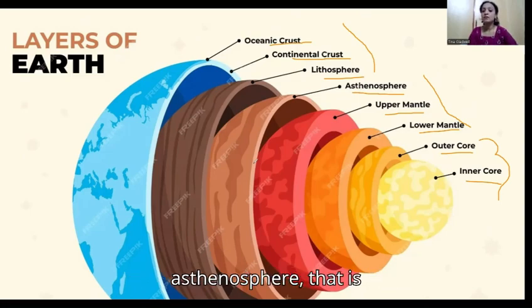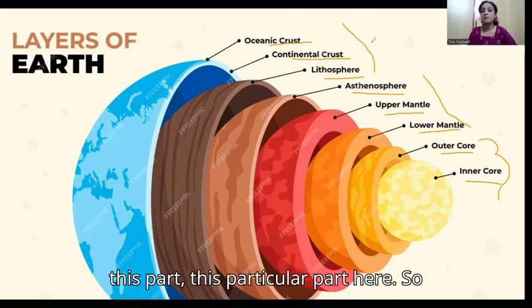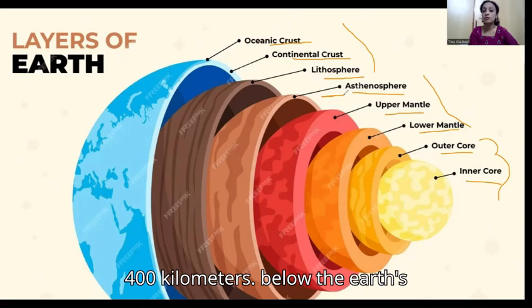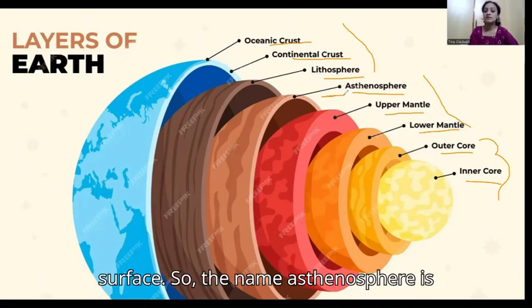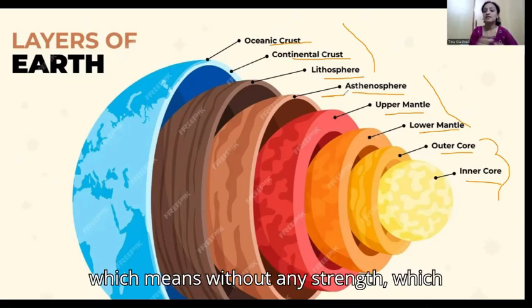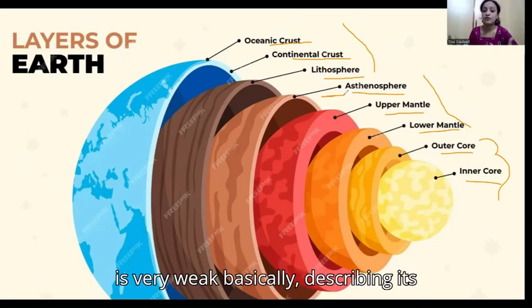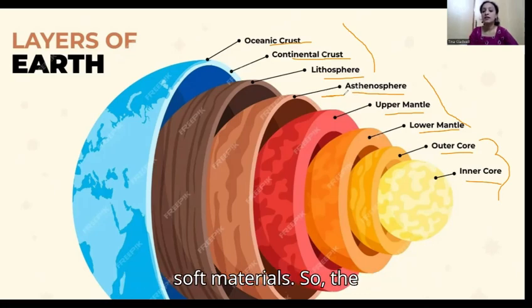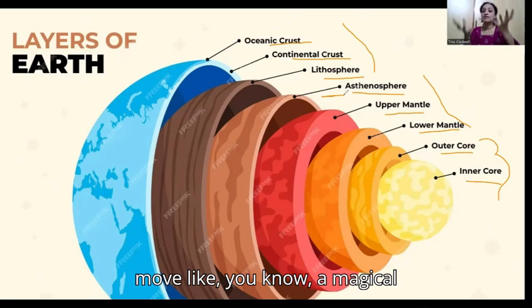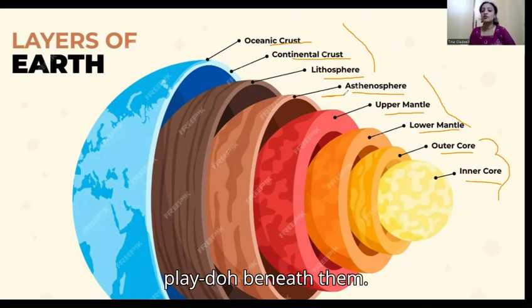The asthenosphere, that is this particular part here. This part is located about 100 to 400 kilometers below the Earth's surface. The name asthenosphere is actually a Greek word which means without any strength, which is very weak, basically, describing its soft materials. So the asthenosphere helps the tectonic plates move like a magical play-doh beneath them.